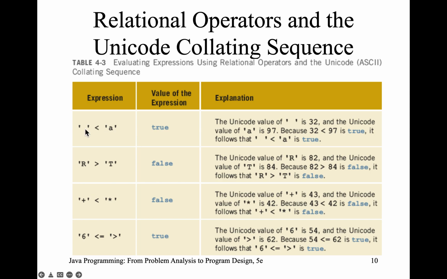So here it's comparing a space, which is the value of 32, and it's saying, is that less than A? And A has a value of 97, and so that would be true. So a space is less than A.